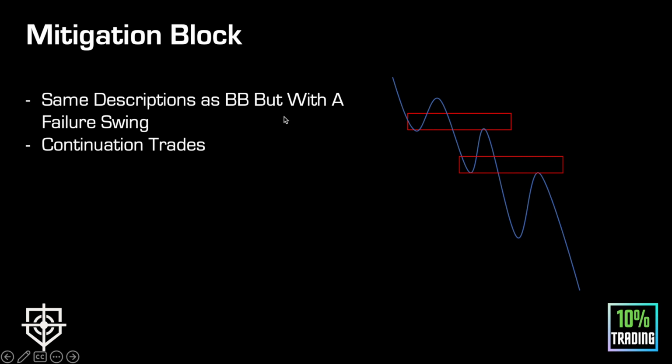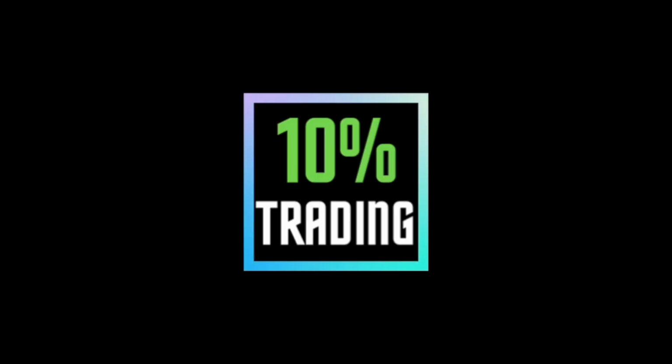What I mean by failure swing is just a term used for these swings, because we're failing to make a higher swing up and we're coming lower. So at each lower low, we're forming a mitigation block and price is tapping into that and then moving lower. Let's jump on the charts.